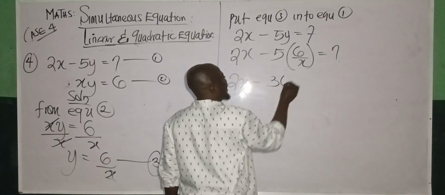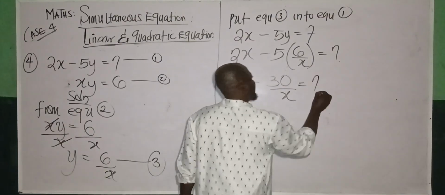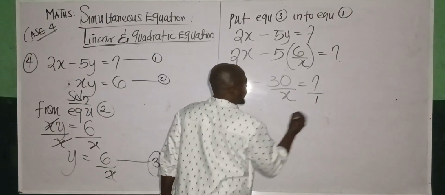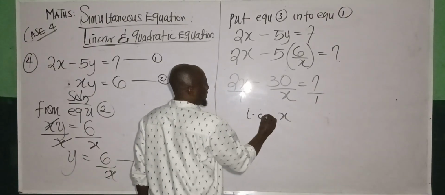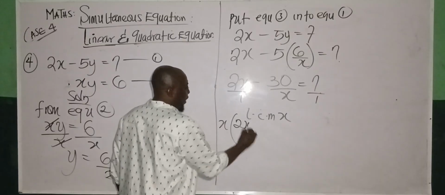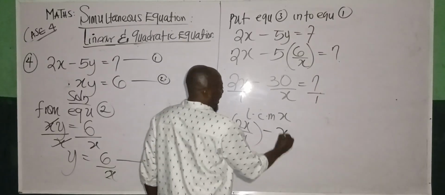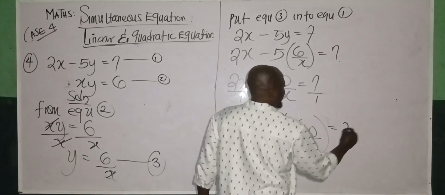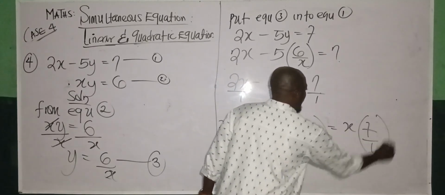So here I'm having 30/x to give me 7. So here I can find my LCM. What's my LCM here? My LCM is x. So I will use this x to multiply all sides now. So I have 2x over 1 minus x here, 30 over x. Then that will give us x, 7/1.